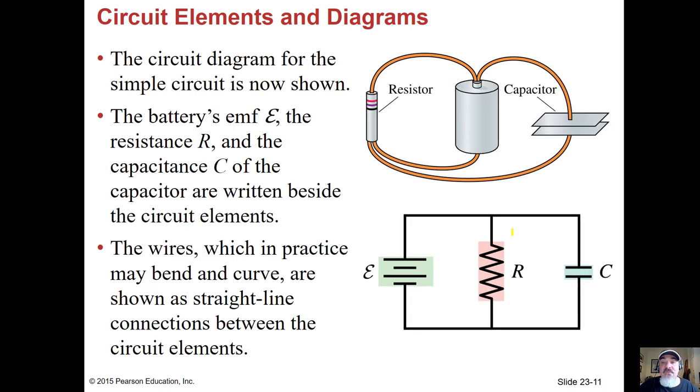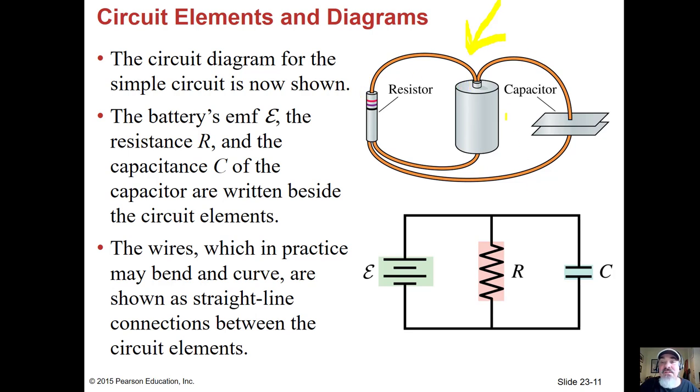Okay, so what's represented here is in this picture. This is the actual devices. Here's how you could draw it as an actual circuit. So if you think about it, here's the battery. From the battery, current could go one of two different ways. It could go this way, or coming out of the battery, it could go that way.